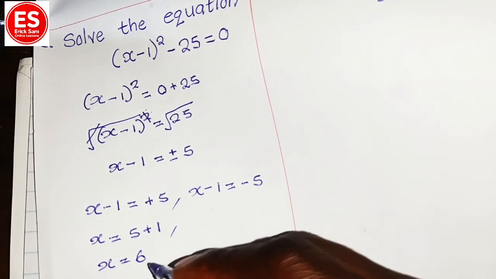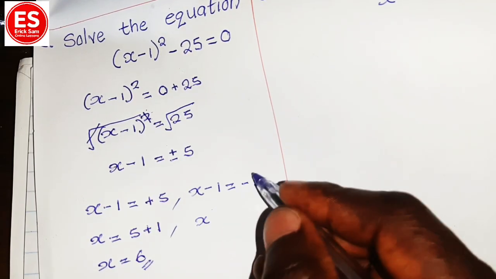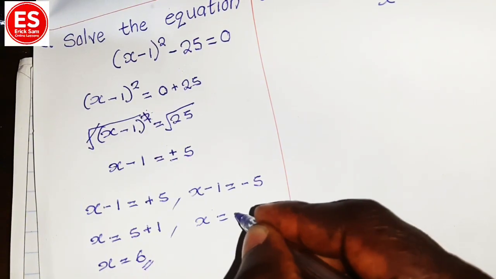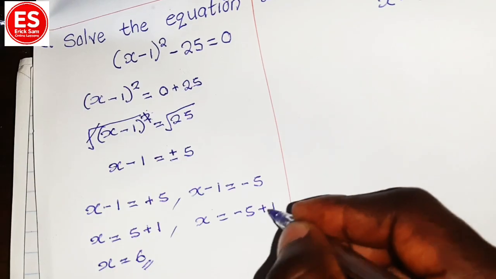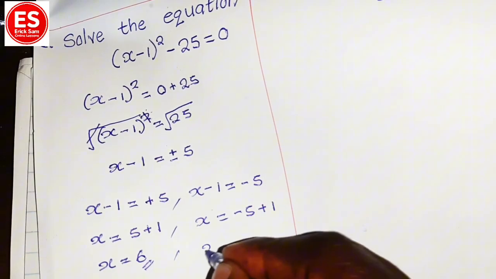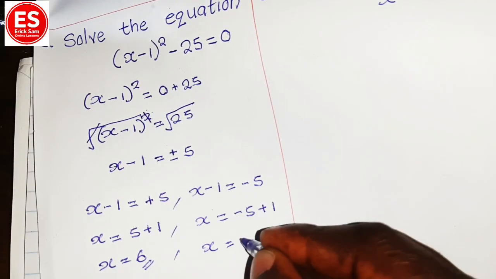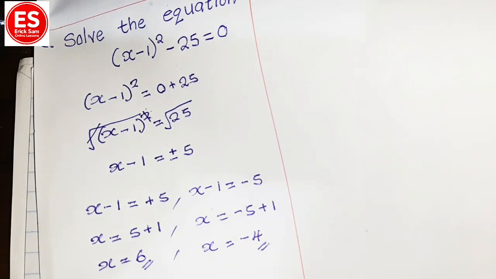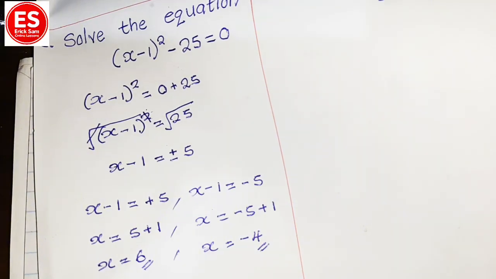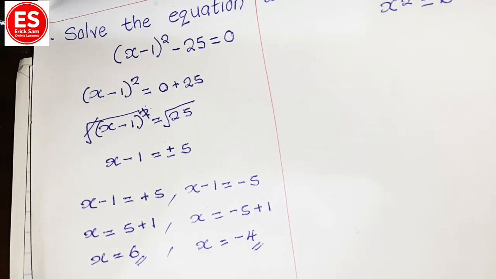So x is equal to 6 here. Similarly, we do the same here. We take this to the other side, and we're going to have x is equal to negative 5 plus 1. If you add that, you're going to have negative 4. So x is equal to negative 4. I hope you are following. That is how we find those two answers. I hope you've understood how we've reached there.